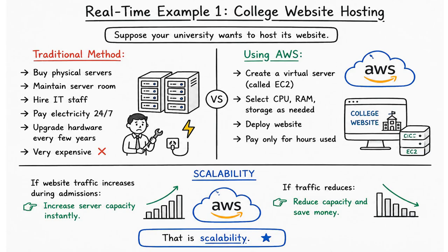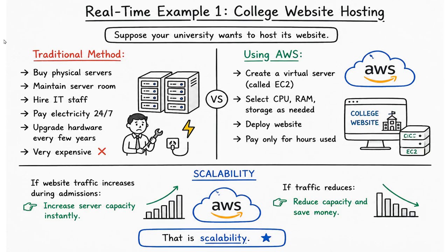So the problem here is that servers are expensive, because the college must buy CPU systems, storage devices, networking equipment and backup systems. For example, a university website serving thousands of students may require multiple servers costing lakhs of rupees. Now what is the disadvantage here? A huge initial investment is required.